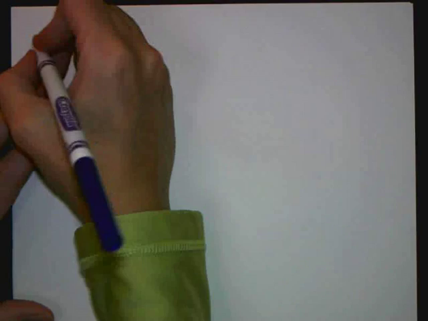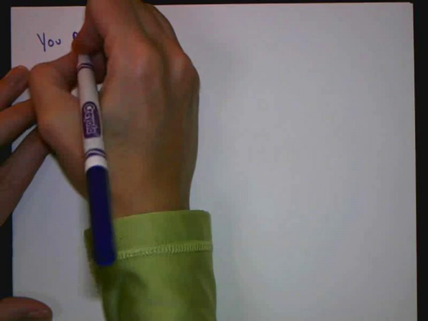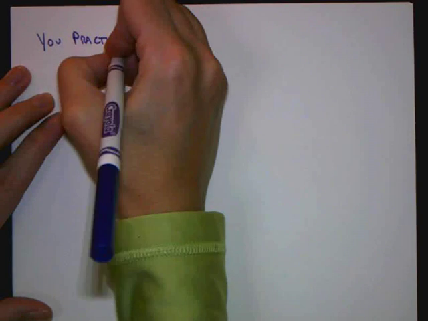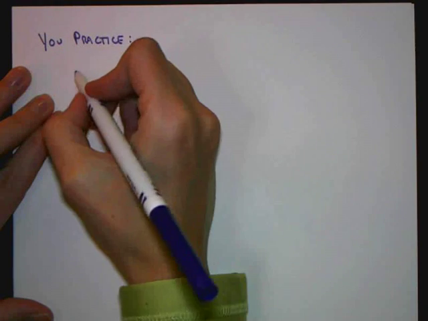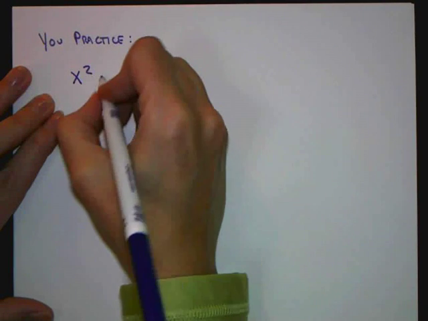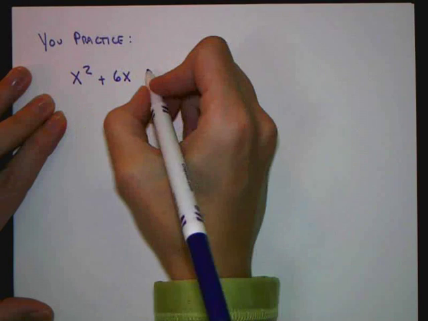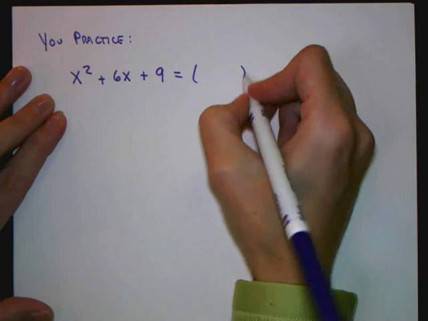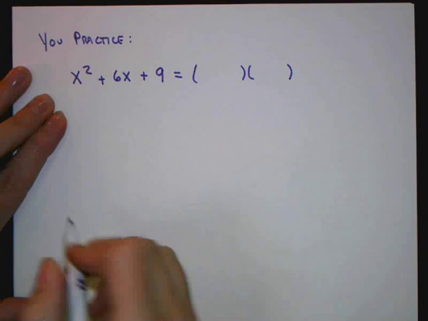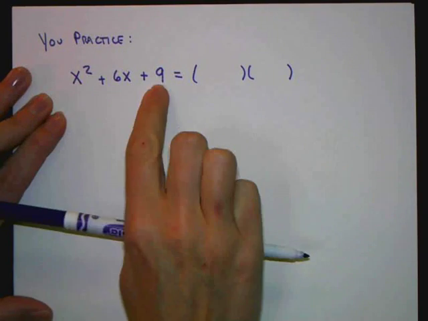Now, I want you to do some practice on this. On this first practice problem, I'll give you a little bit of help setting it up. The trinomial we're going to factor is x squared plus 6x plus 9. And again, remember, I'm trying to figure out what two expressions do I multiply together so that this is their product.